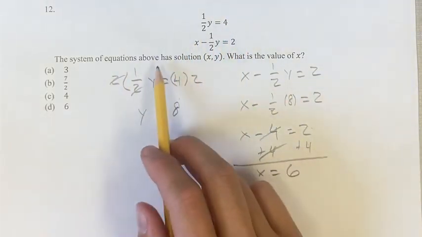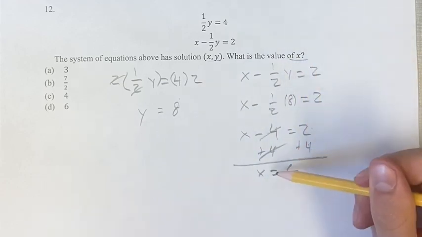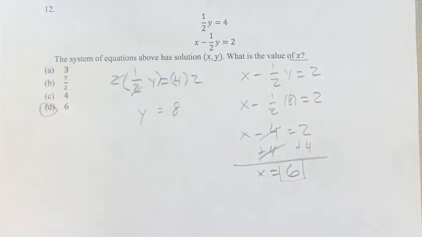So this system of equations has solution (x, y). What is the value of x? X is equal to 6, which correlates with answer D.